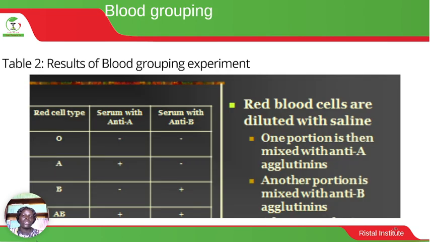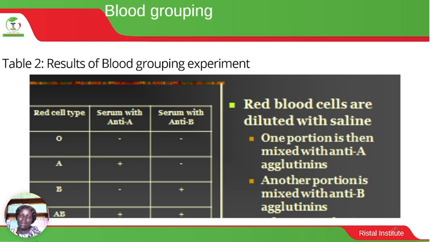Blood grouping, we continue. Results of the blood grouping experiment. Right there we have a pictorial showing the red blood cell types O, A, B and AB. Then we have the serum with anti-A: the one of O is negative, A is positive, B is negative, and AB is positive. Then serum with anti-B: O is negative, A is negative, B is positive, and AB is positive.